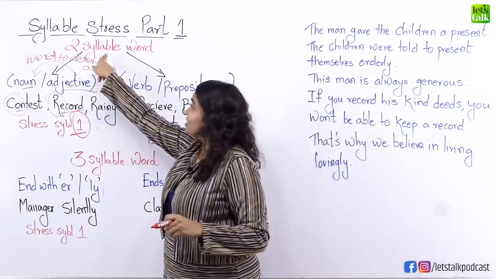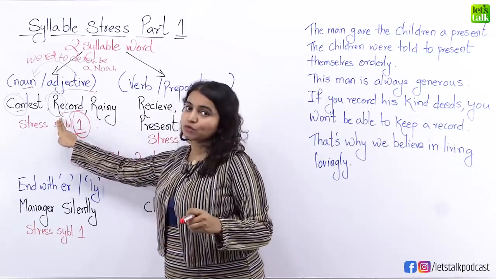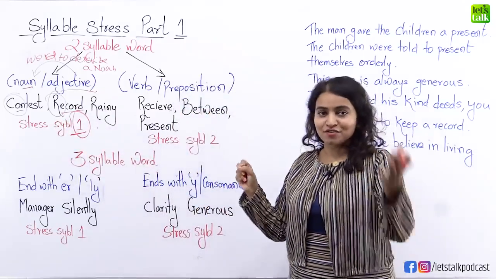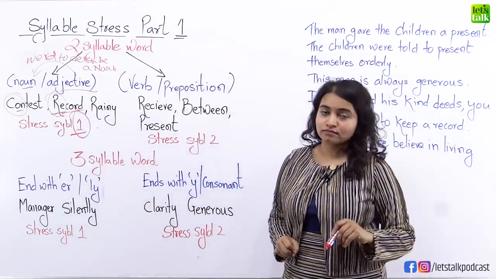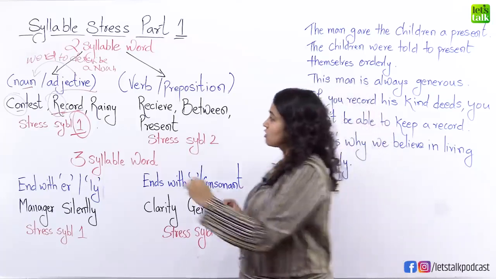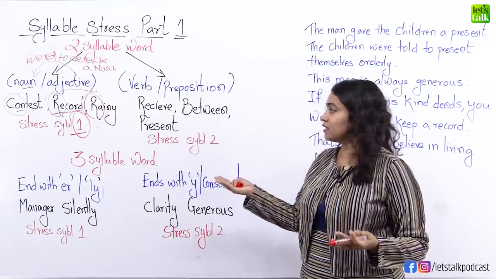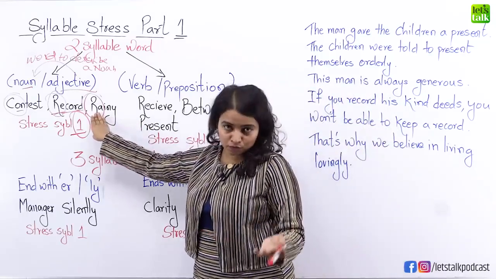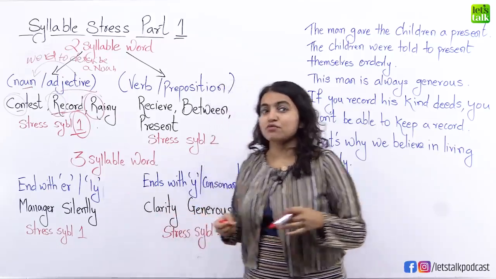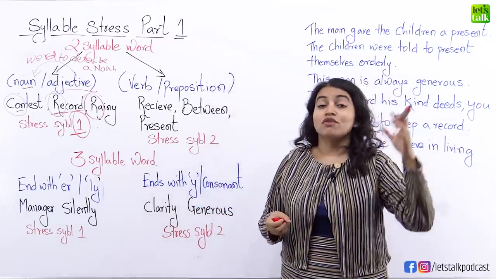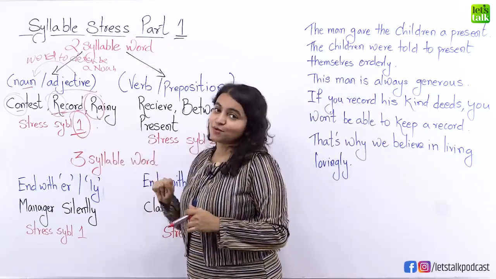So again, this is a 2-syllable word. It is a noun, and therefore I don't say reCORD. I stress the first syllable, which is this part, and I say RECord. We have another word, which is rainy. This is obviously an adjective because it will describe a noun. So if I say, this is a rainy day, I can't say this is a rainY day. It's RAINy. That's again where I stress syllable number 1.